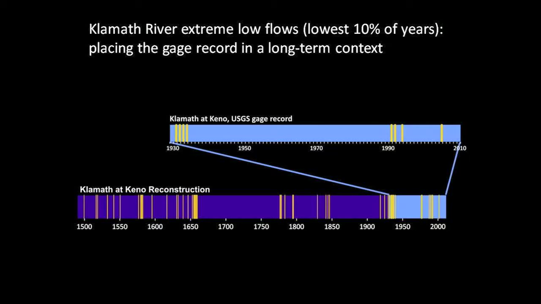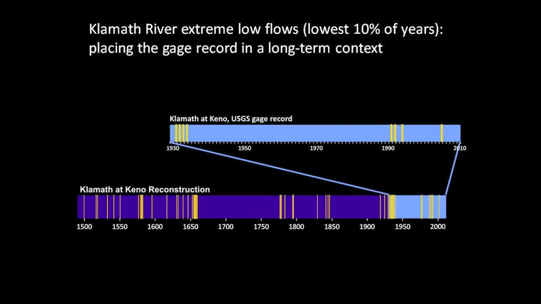So here's just one example, comparing the Klamath at Keno USGS gauge record with the full reconstruction that goes back to 1493 and up to 2010, and I'm just showing you the driest 10% of years for the two records. If you know this gauge record at all, if you know the climatology of this area, we're looking at a cluster of very dry years in the 1930s, 1991, '92 I think was the driest year in this whole record. This is 2005, which shows up in this gauge, but I think 2001 was really the marker year that stands out in the last 10 years.